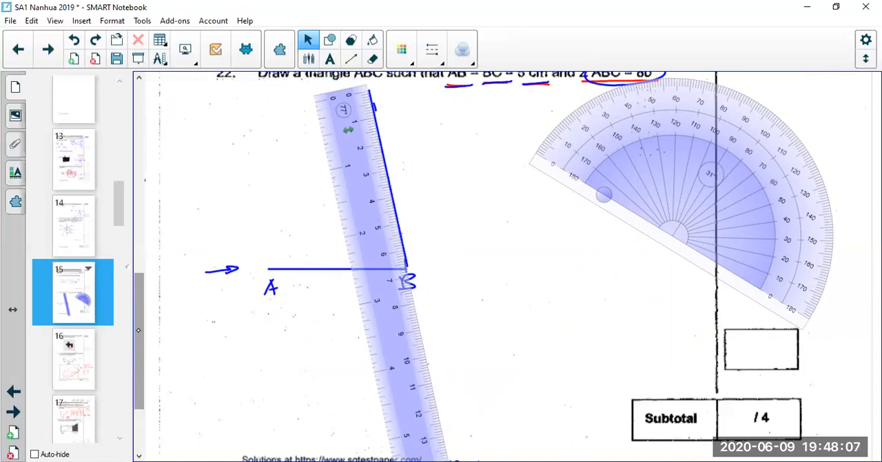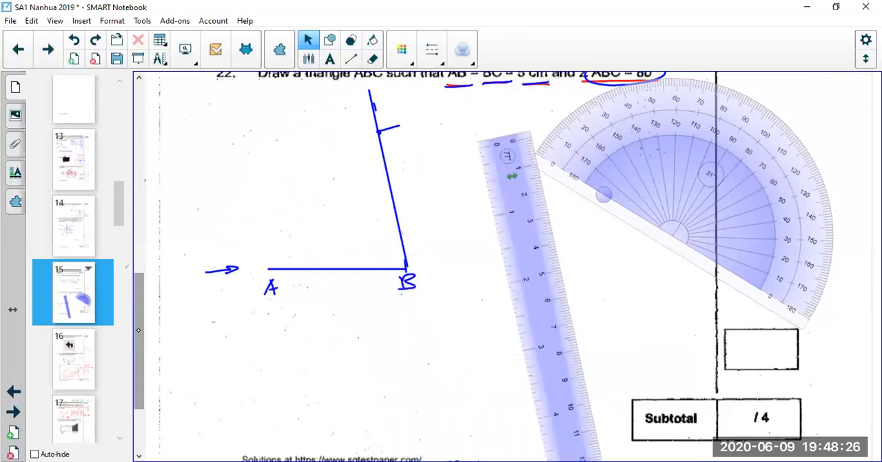Okay, drawing first. But the line is longer than 5 cm, so what do you do? Then you measure. Okay, measure 5 cm, and put a little marking there to erase away the extra line. So you want to erase the extra line, so let's erase the extra line.